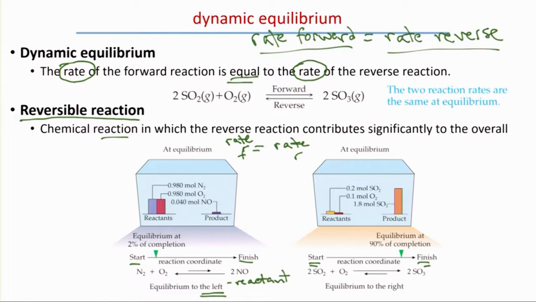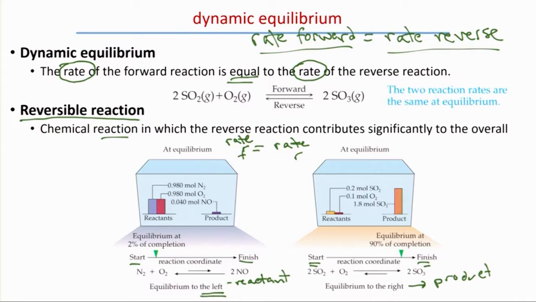And when we say that the equilibrium lies to the right, that means that when the equilibrium is reached, when the rate reverse and the rate forward are equal to each other, at that point when the equilibrium lies to the right, you have more products. The product concentration is higher.